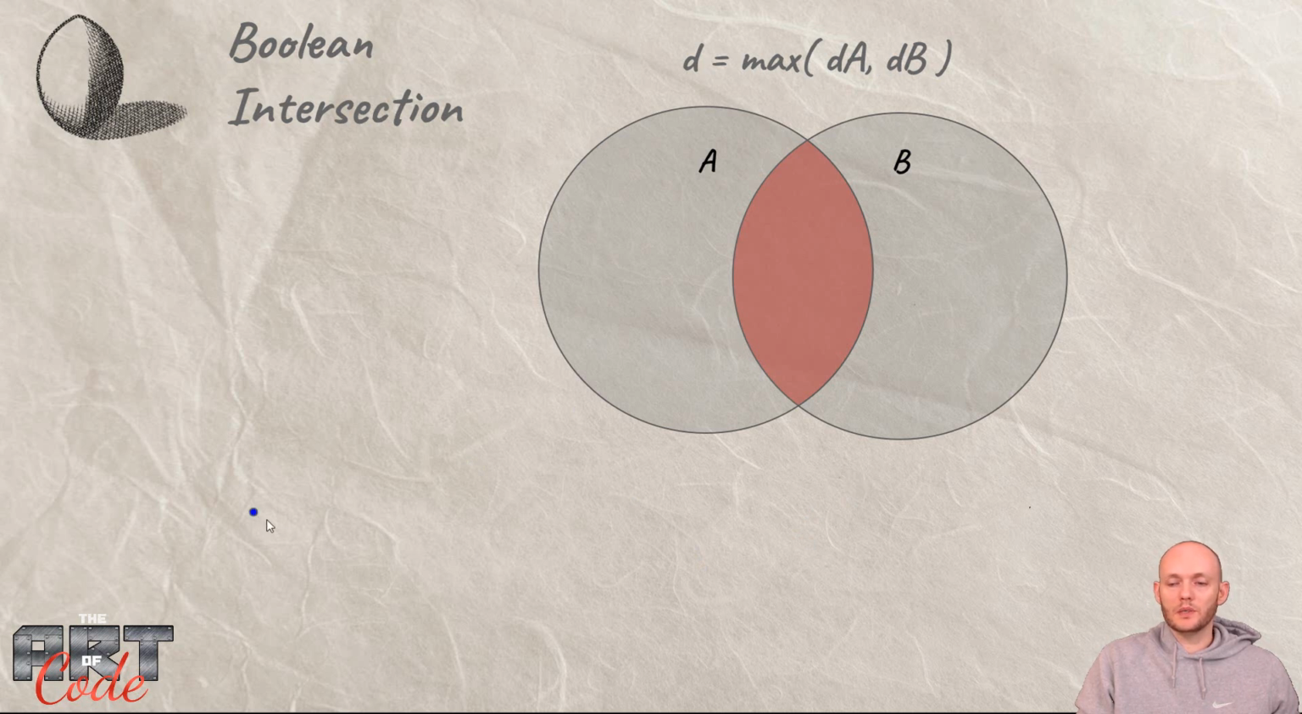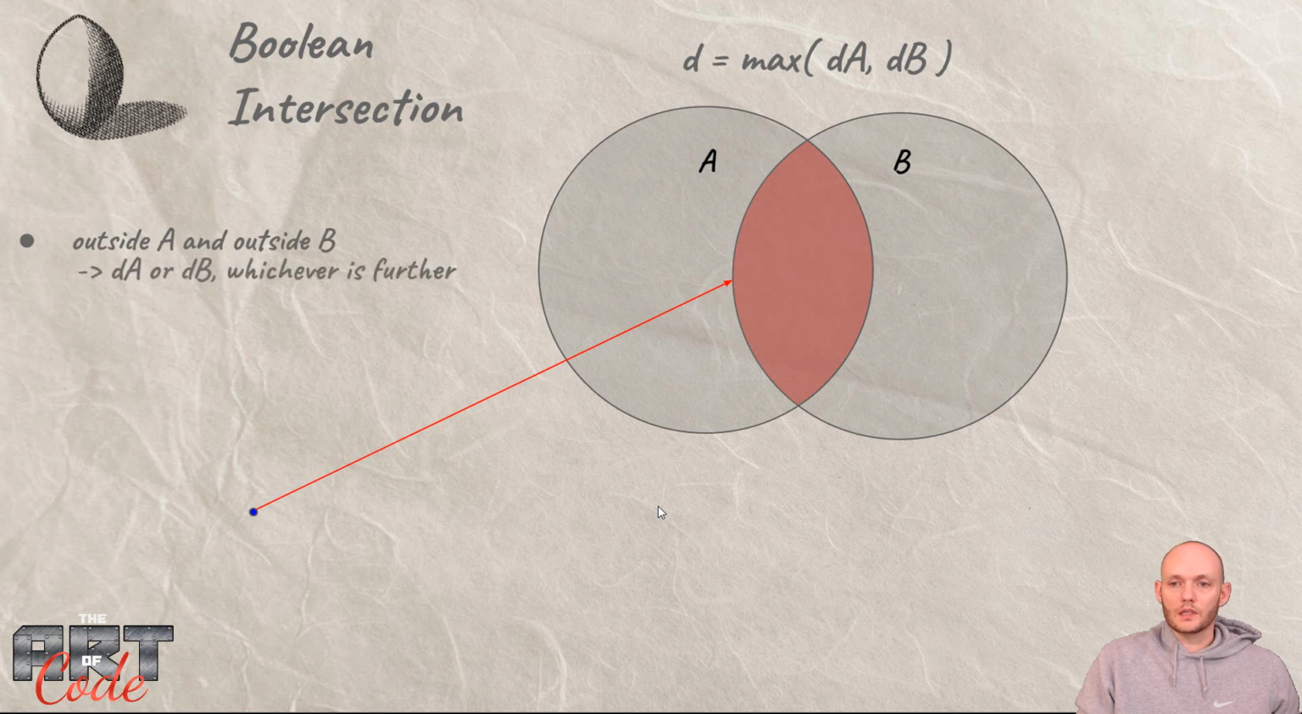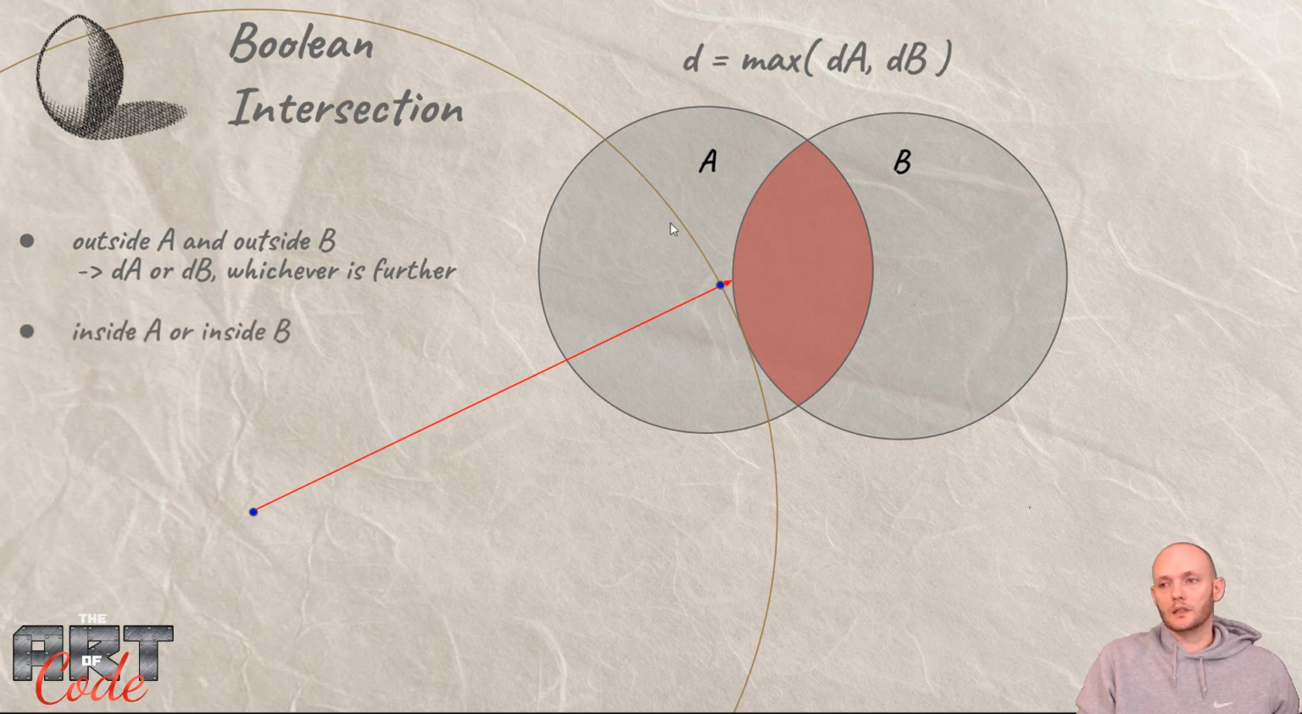So we have our point P over here. We want to trace. If we're outside of A and outside of B, then it will just take whichever one is further away. So in this case, B is further away, so it will trace to B, and then we're over here. And now if we're inside A or inside B, so we can be inside either of them, but not both of them.